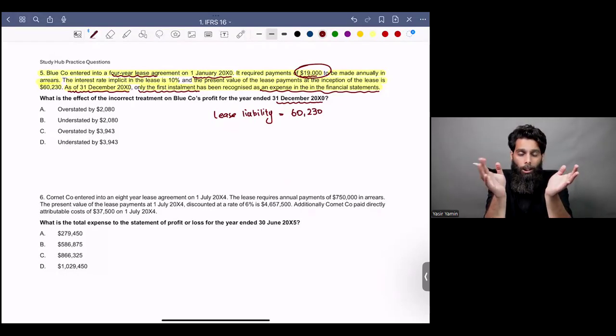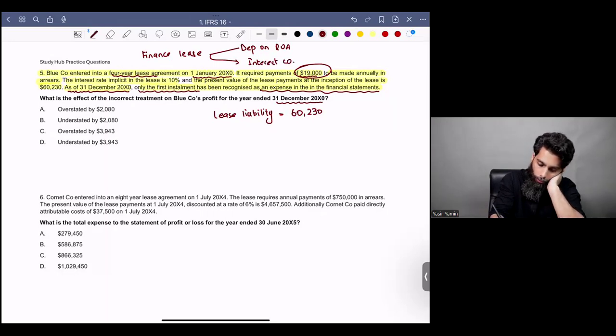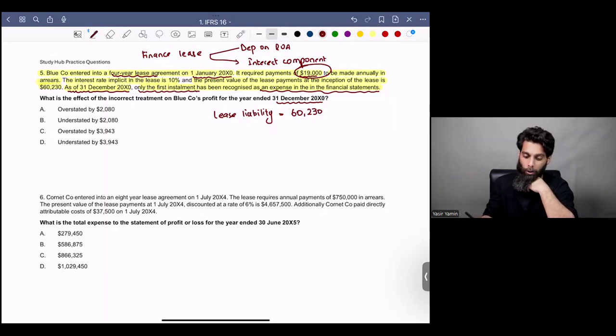No. Whenever there is a finance lease, two things go into your P&L. One is depreciation on RUA. The other is the interest component out of the rental payment. So your examiner is incorrect in charging $19,000 as an expense. So what should your expense be?